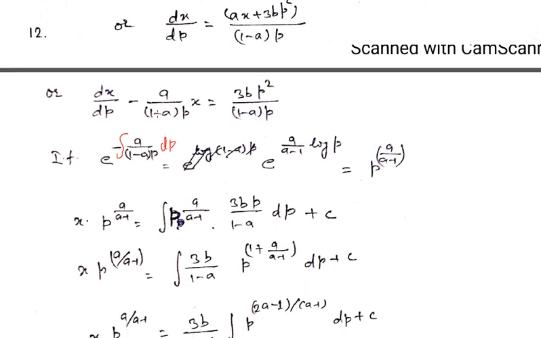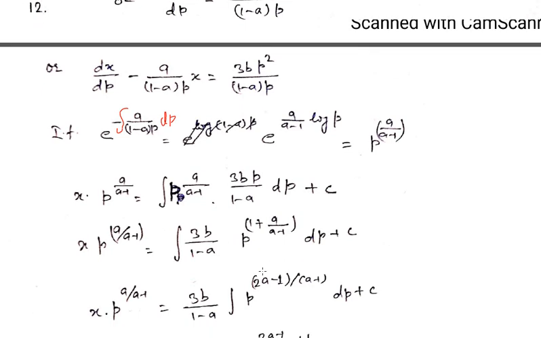And now the solution of this equation can be written as x into the integrating factor, which is p raised to power a upon a minus 1, equals the right hand part, which is the integral of 3b p square upon 1 minus a, into the integrating factor, which is p raised to power a upon a minus 1, with respect to p, plus c, an arbitrary constant.